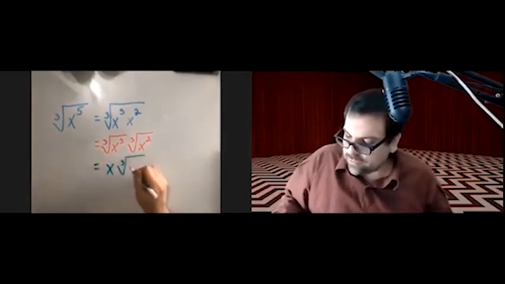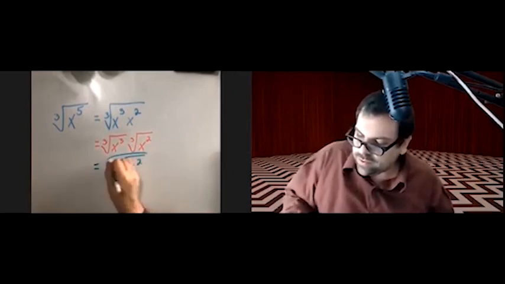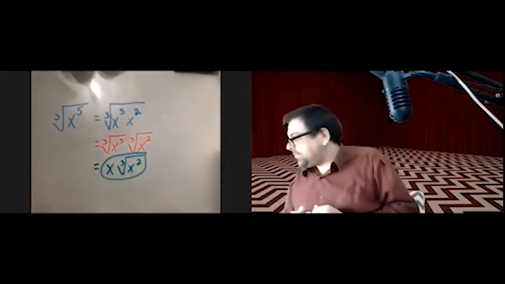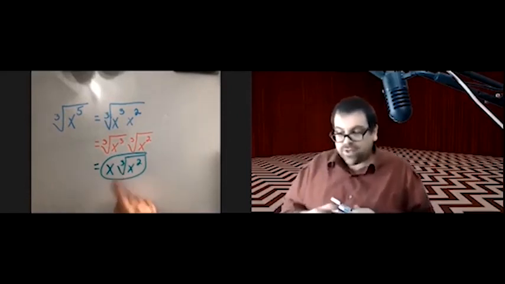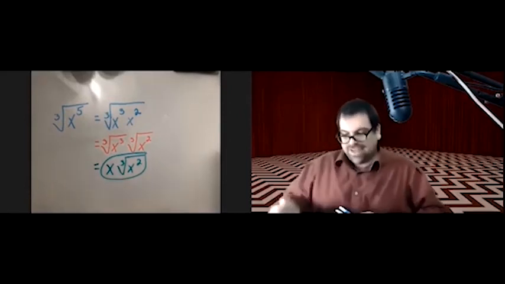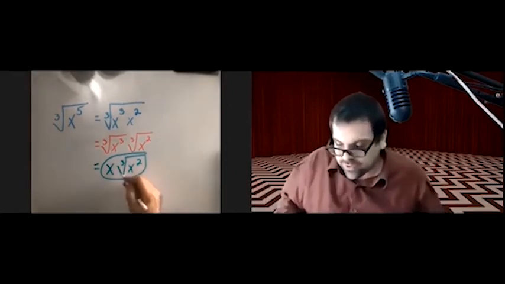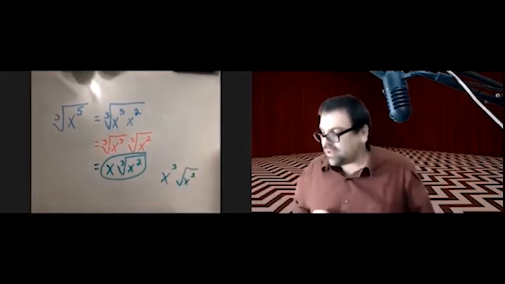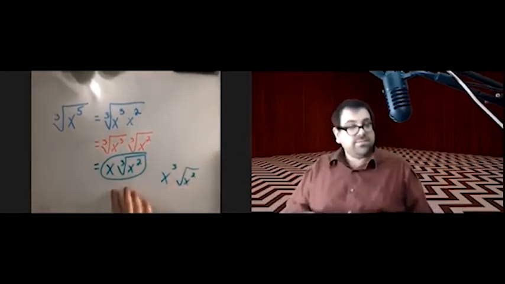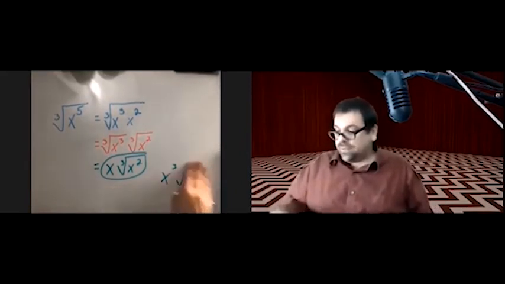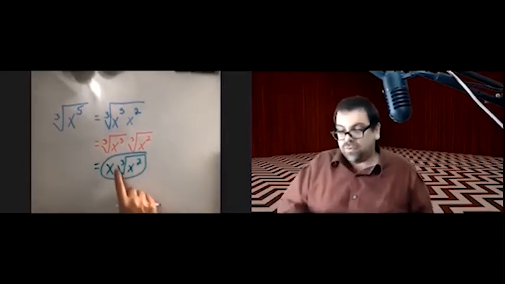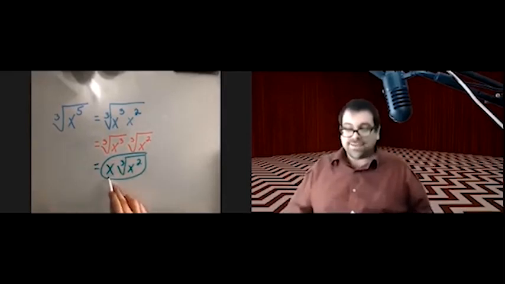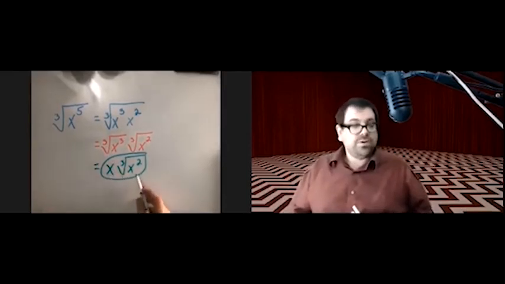X cubed root of x squared. And in this one, make sure that you have it in as the cube root, not x cubed square root of x squared. These look very similar. So be careful with your exponent placement or your radical placement. This is x times the cube root of x squared.